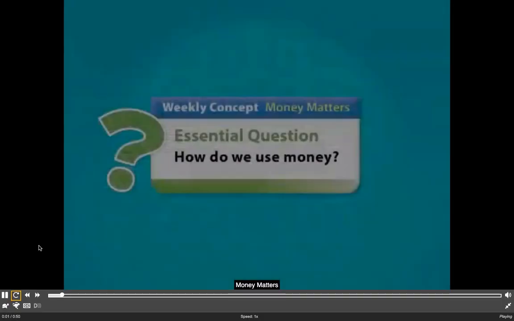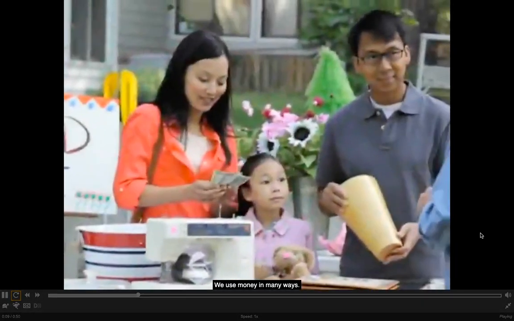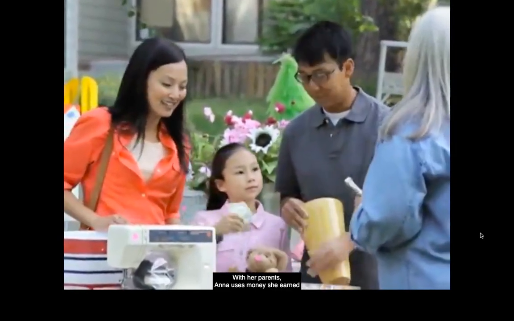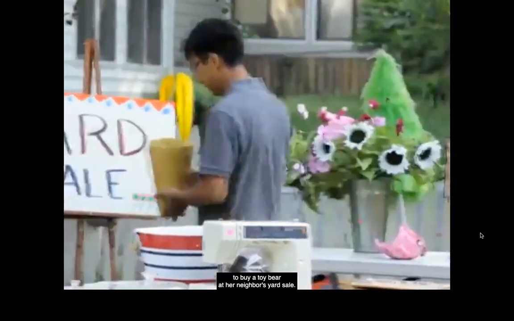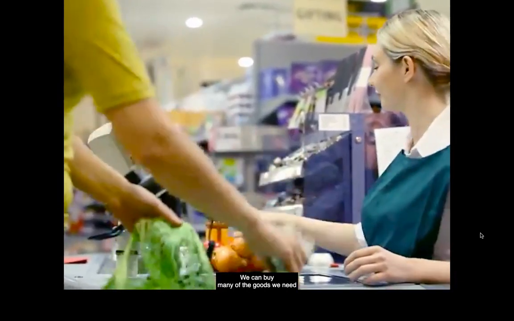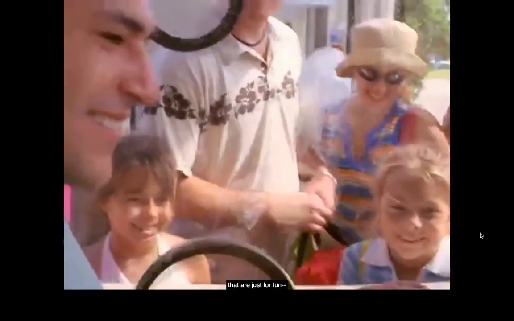Let's find out. Money matters. How do we use money? We use money in many ways. Sometimes we use money to buy things we want or need. With her parents, Anna uses money she earned to buy a toy bear at her neighbor's yard sale. Things that we buy are called goods. We can buy many of the goods we need at the grocery store or supermarket. We can also use money to pay for things we want to do that are just for fun, like a day with your family playing at a water park.